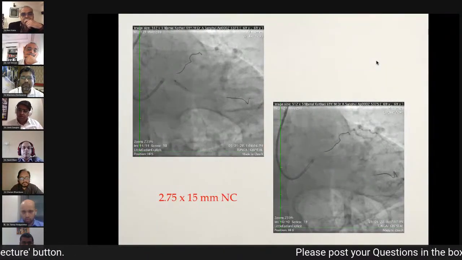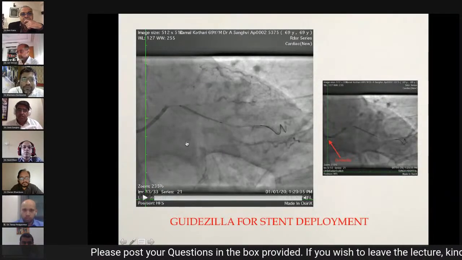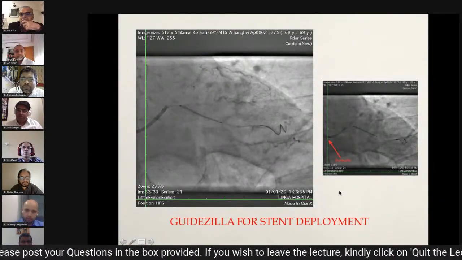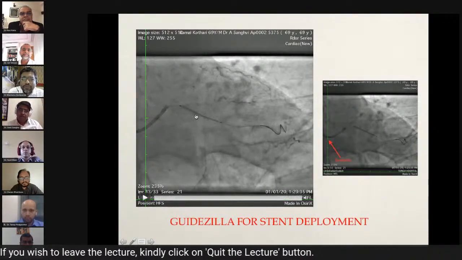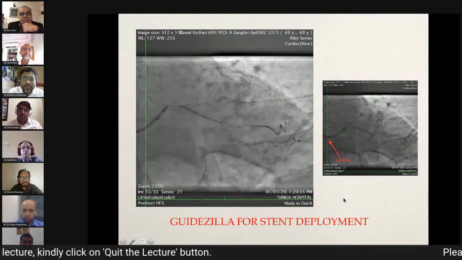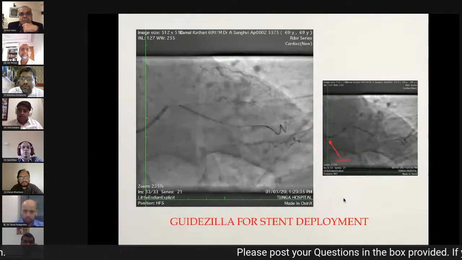We couldn't cross the stent, and finally we had to use a Guidezilla. Unfortunately, I don't have the Guidezilla shoot with me. We've not recorded it probably, but here you can see the Guidezilla inside the guiding catheter after we crossed the stent. So this was a 2.75 x 26 millimeter ZES stent, which was crossed across the lesion.